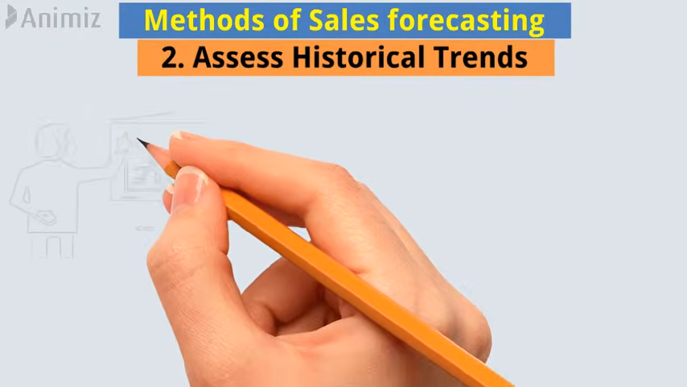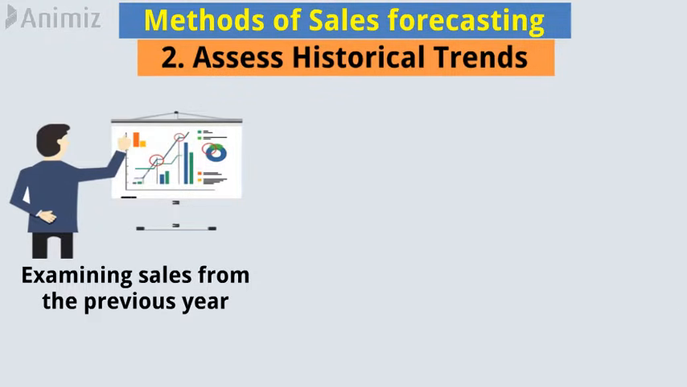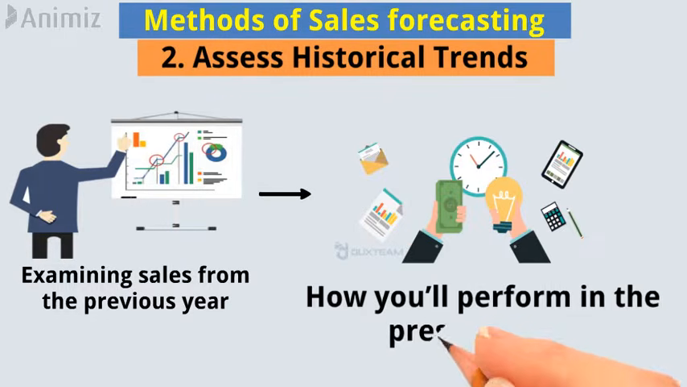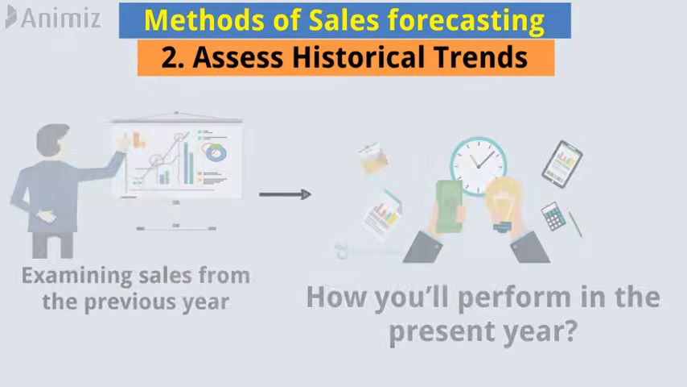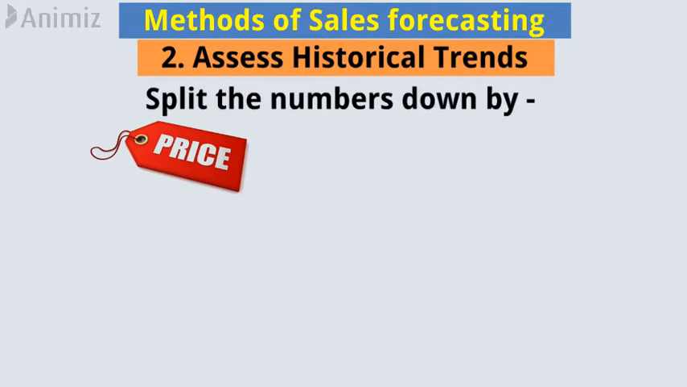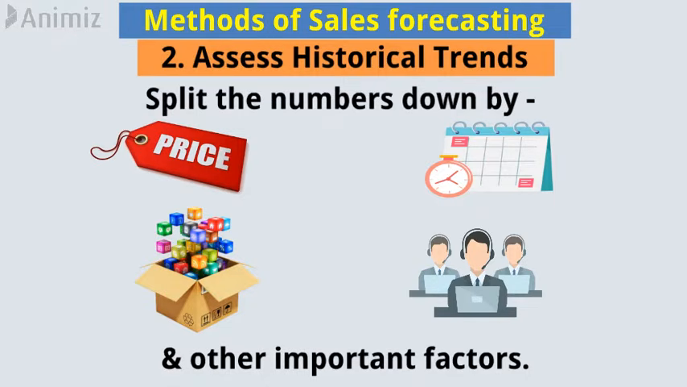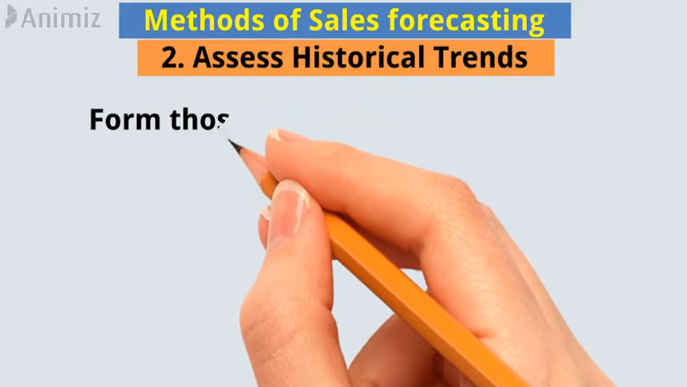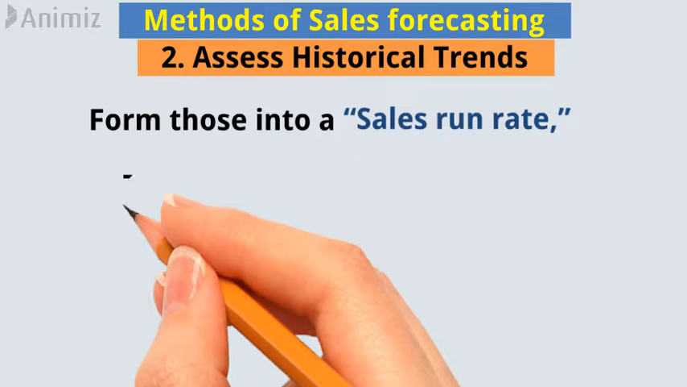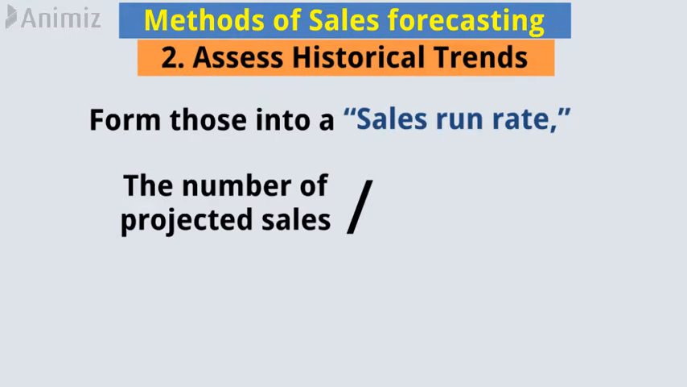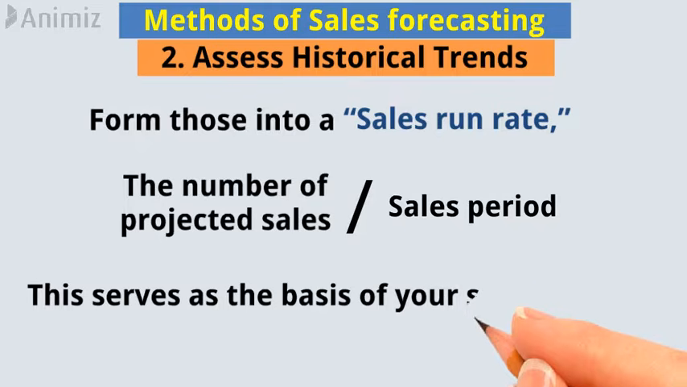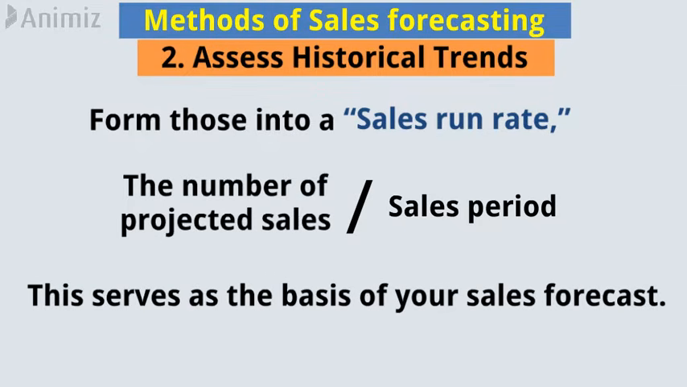2. Assess historical trends. This method includes examining sales from the previous year under similar conditions, to estimate how you'll perform in the present year. Split the numbers down by price, sales period, product, reps, and other important factors. Form those into a sales run rate, which is the number of projected sales per sales period. This serves as the basis of your sales forecast.